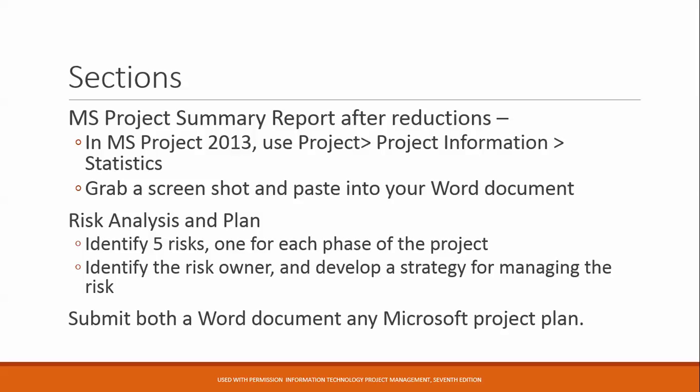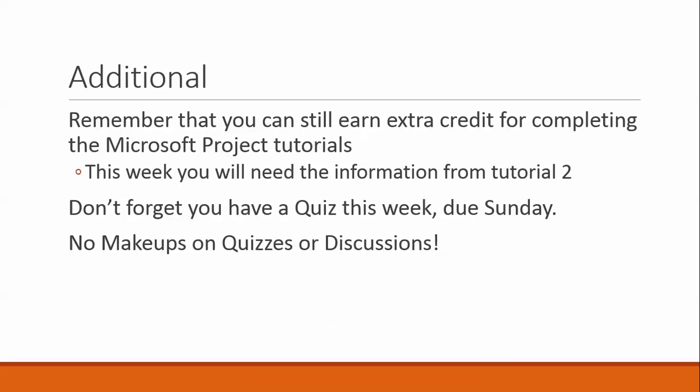Okay, and then the last thing you're going to do is put together a risk management plan identifying 5 risks, one for each phase of the project. Identify the risk owner and develop a strategy for managing those risks, all 5 of those risks. Put it all in one Word document. Of course, submit your Word document and now your updated Microsoft Project plan. So that's what you're going to be doing this week for your individual assignment.